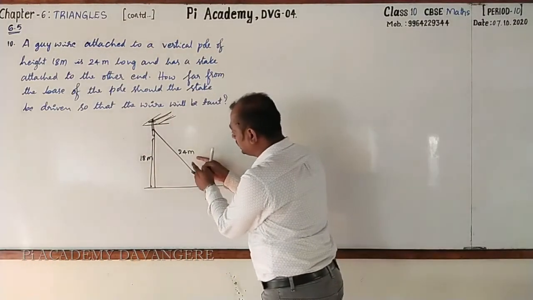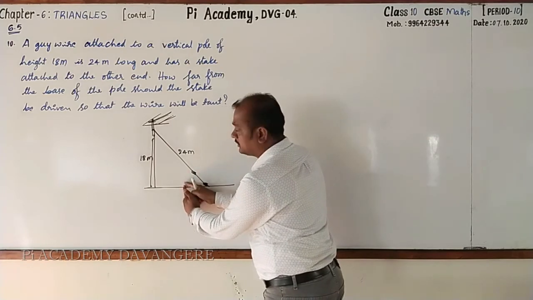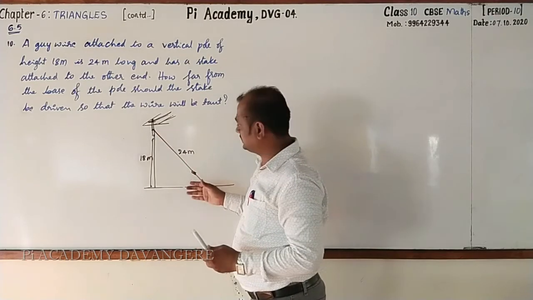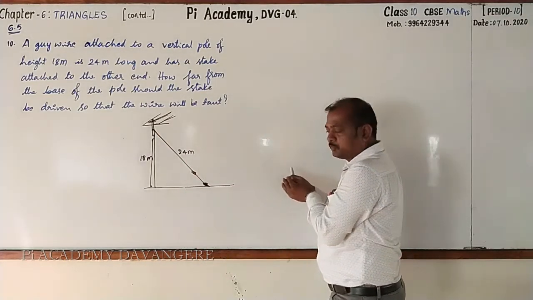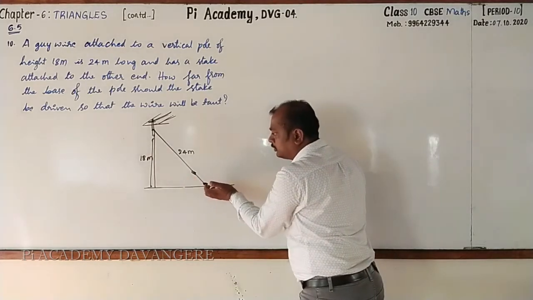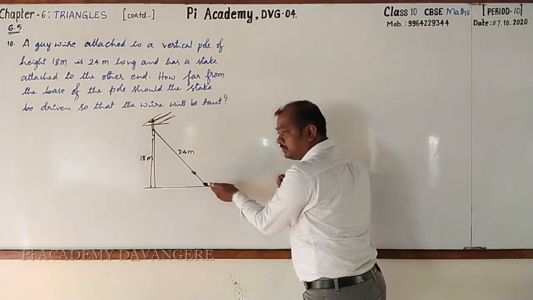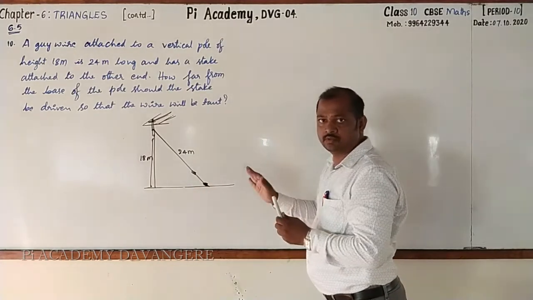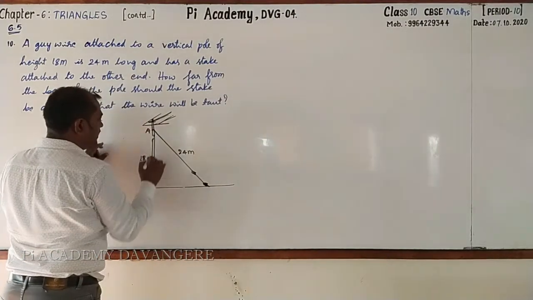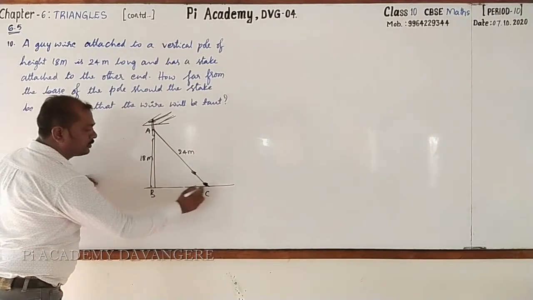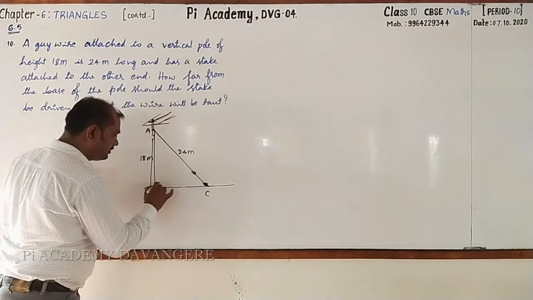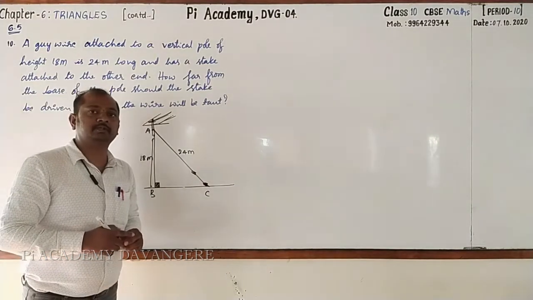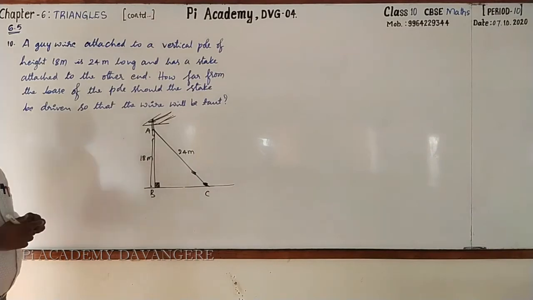This is 24 meter. If you go for placing that stake here, so it will not be tight. Hence, just we go for pulling that one. But how far we have to take the stake to make this wire taut? Got it? So here I will write. This is A, this is B, and this is C. You are going to find out BC. Is it not simple? Definitely. How you are going to find out BC? By using Pythagoras theorem.